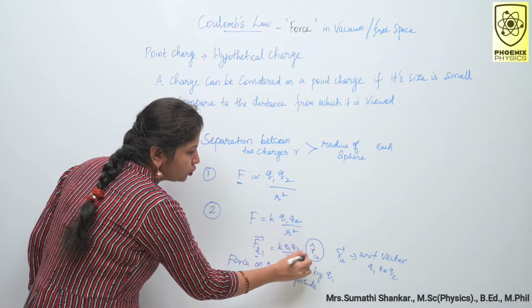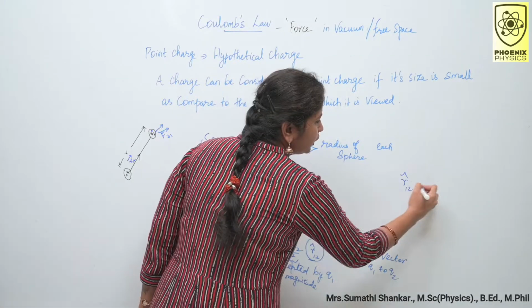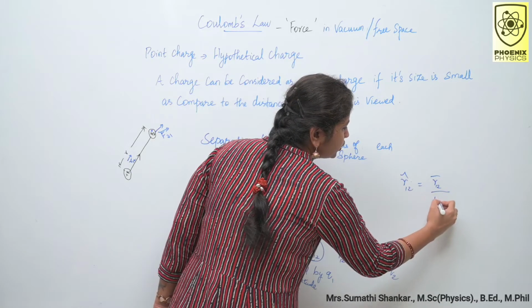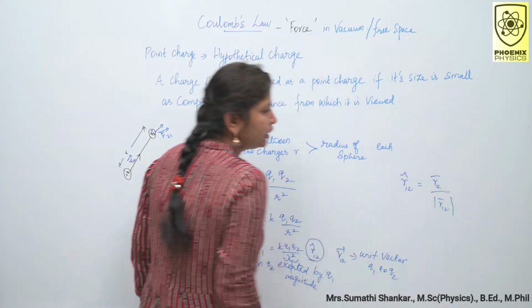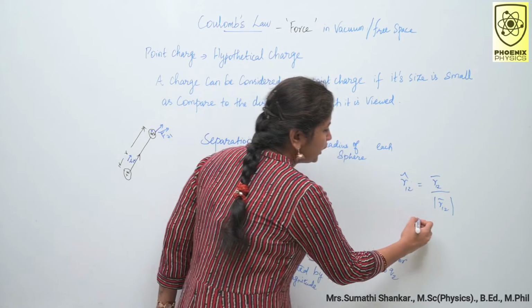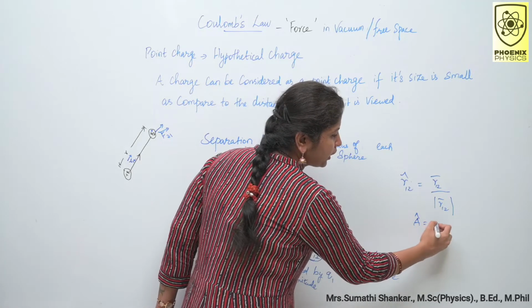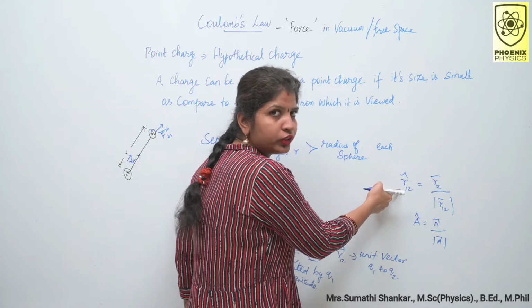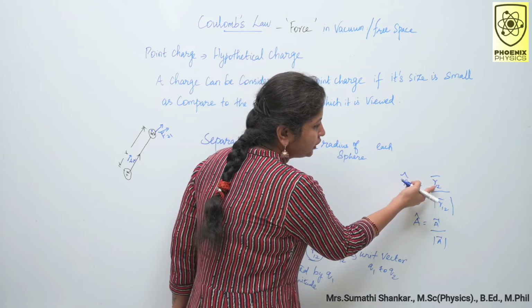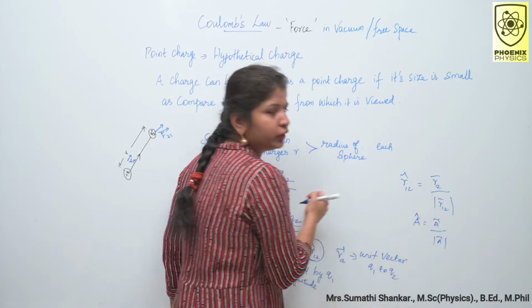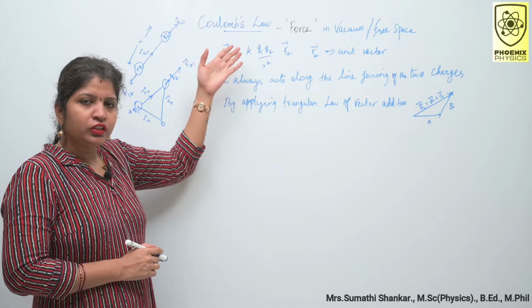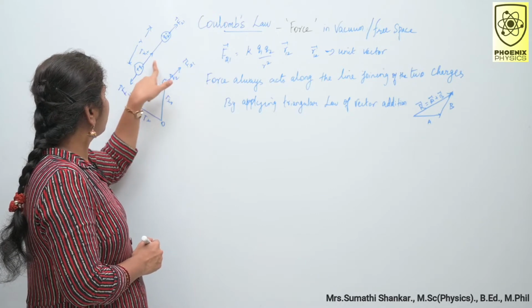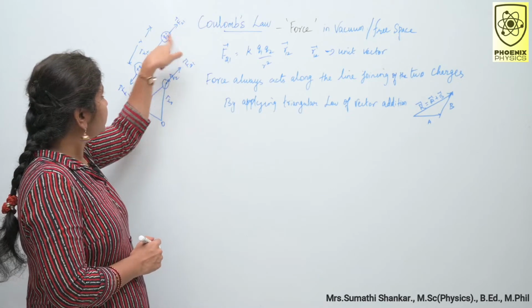Then how do you find out this unit vector r12? How do you write r12? r12 vector by modulus of r12 vector, right? This is the general formula. You know that for A vector, A cap means, how do you write A cap? A vector divided by mod of A. Same way here r12 is my unit vector, so I have written r12 vector divided by r12. The force, whether it is F21 or F12, what is F12? F12 is nothing but the force on Q1 exerted by Q2.